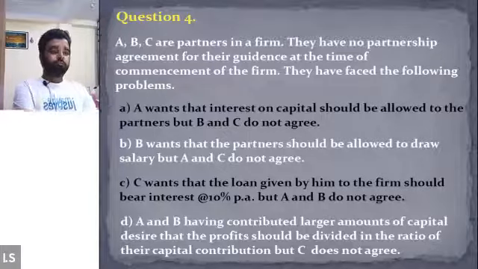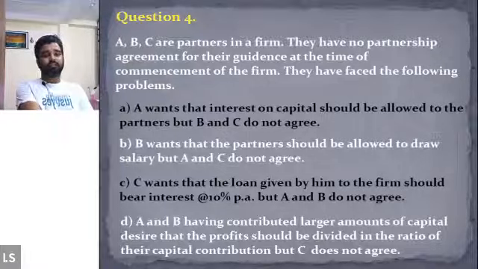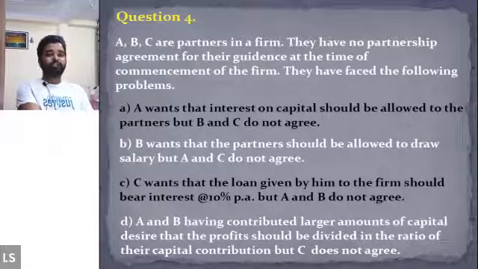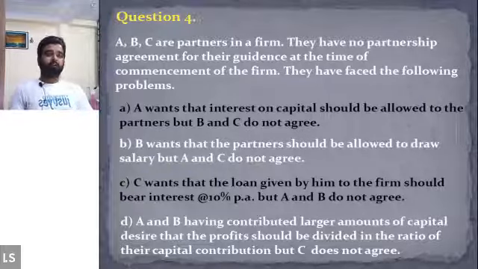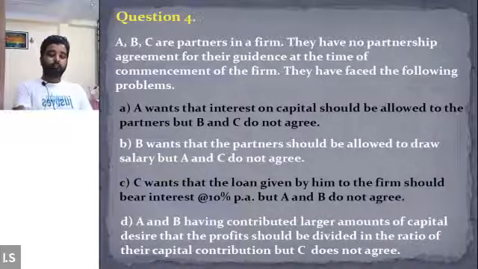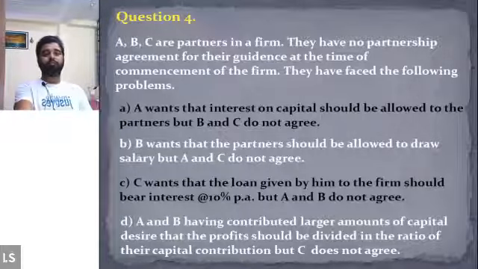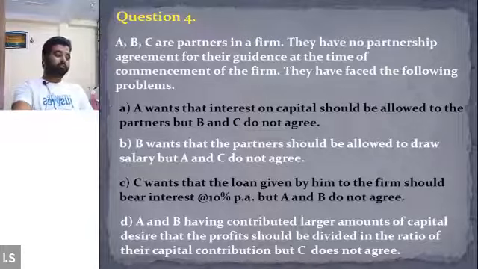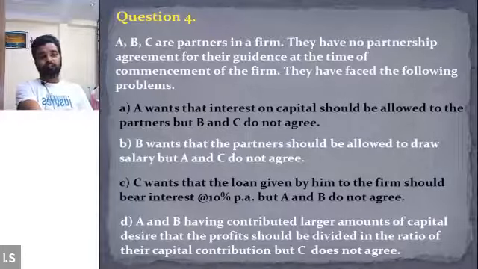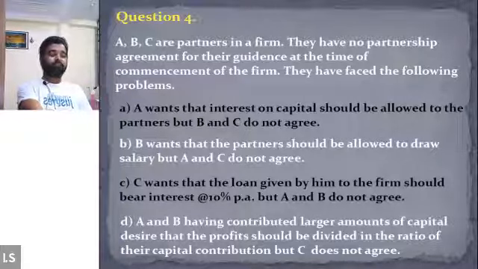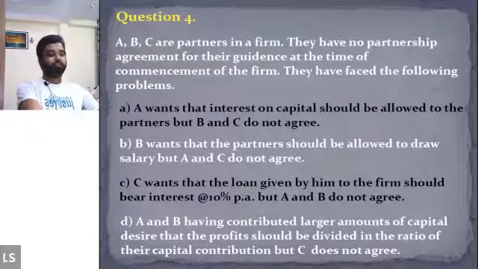Perfect. Last one. A and B, having contributed a large amount of capital, desire that the profit should be divided in the ratio of their capital contribution. But C does not agree. Since A and B have contributed a larger proportion of the capital, both these partners are saying that profit of the business shall be divided among the partners as per their capital contribution. But since C has contributed only a small proportion, he will not agree to that. But the thing is whether A and B can ask for the division of profit according to their capital contribution, or in the ratio of capital contribution.